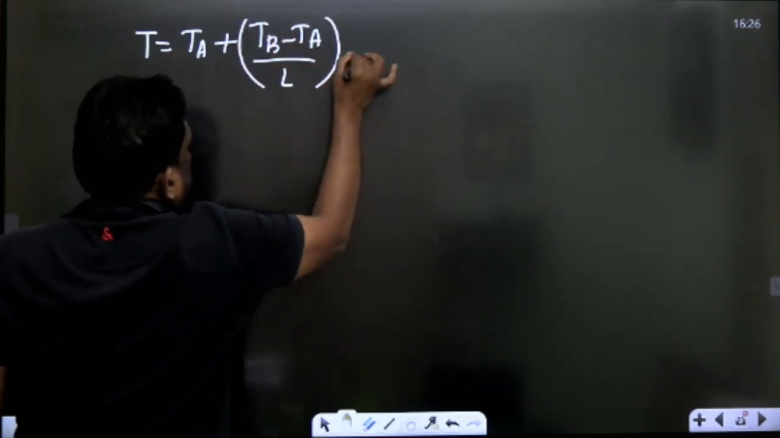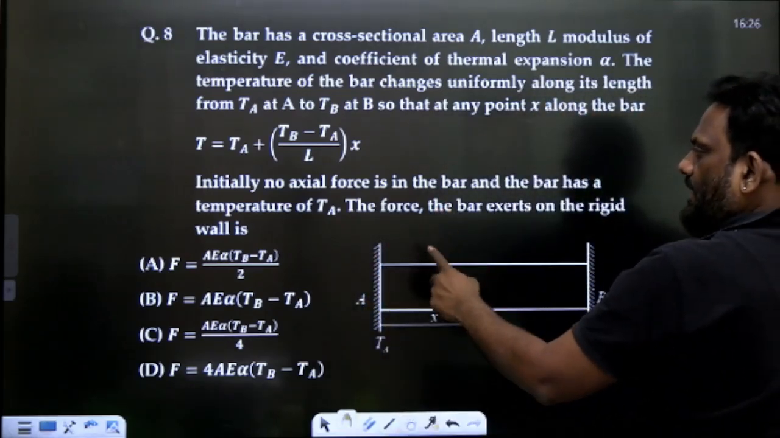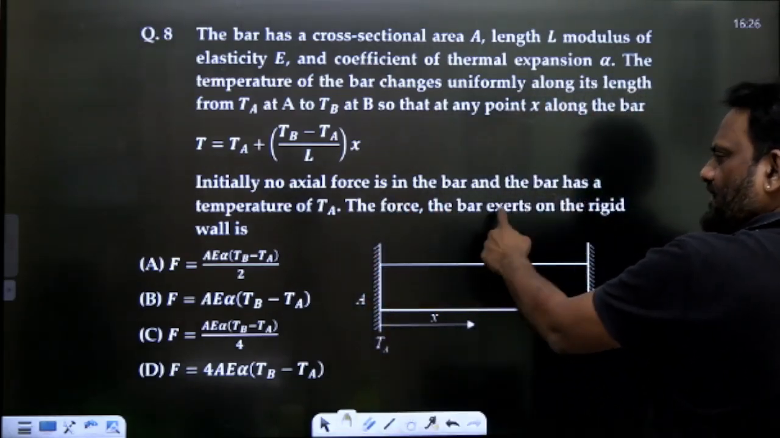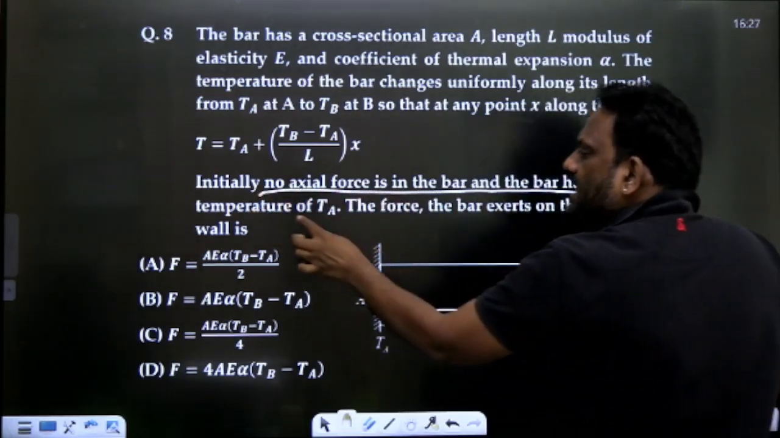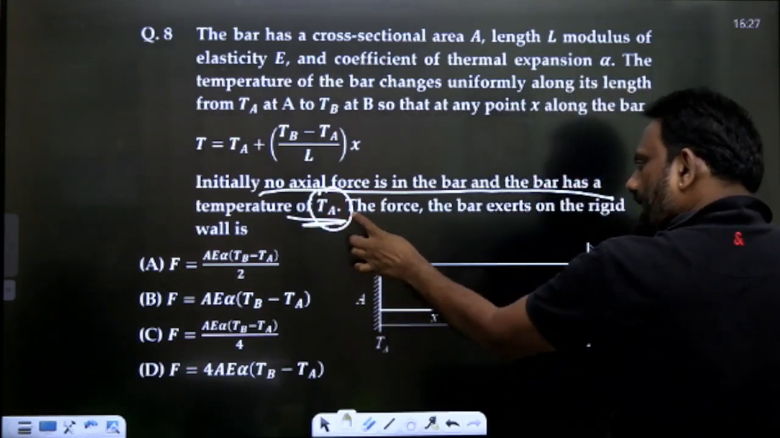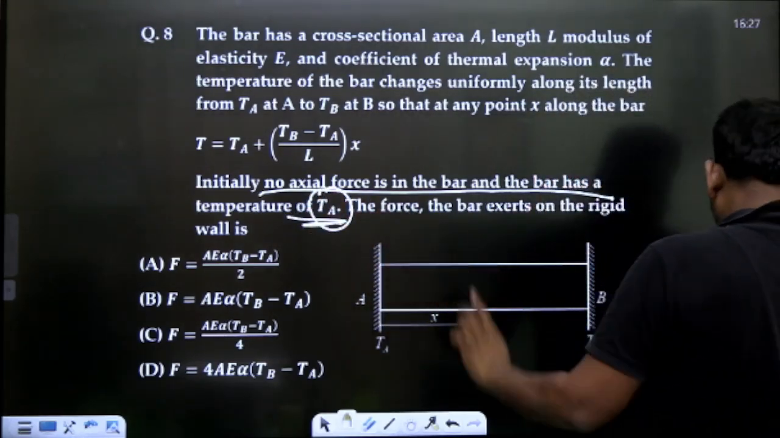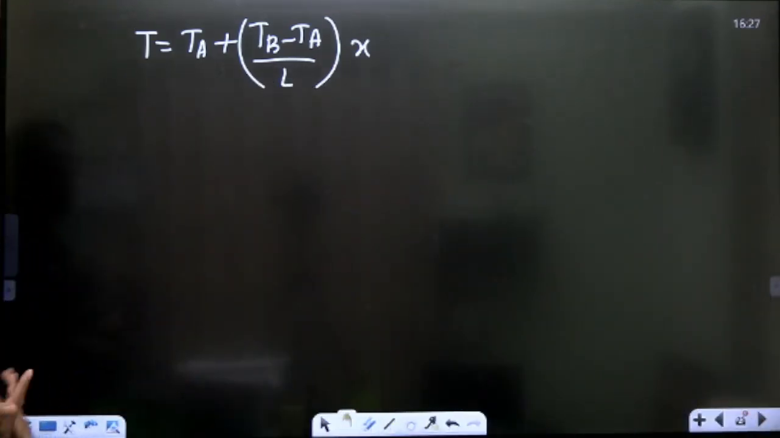ठीक है. TB minus TA by L into x. There is no axial force initially. देखो, initially there is no axial force in the bar and it has a temperature of TA. Initially the system is at TA. The force exerted on the wall is a simple question, sir. देखो, ये भी इतना प्यारा सा क्वेश्चन है सर.